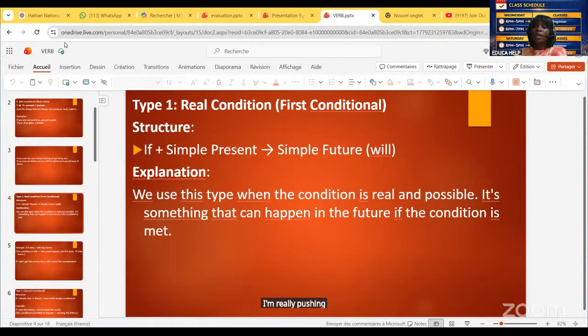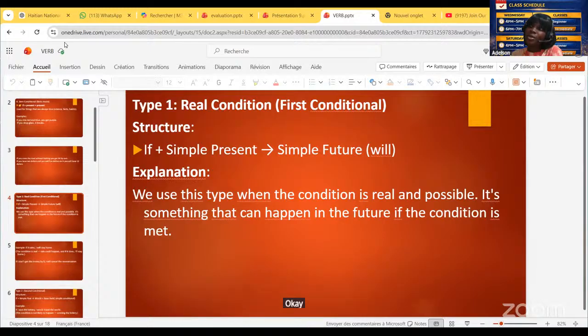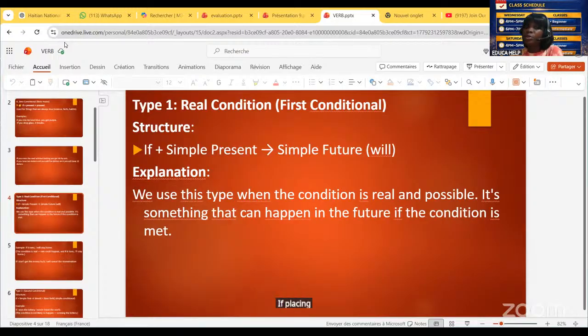Okay, now I wanted to tell you that, guys. If you say it like this, you're still not in the zero conditional. You're in the first conditional, okay? Because in the zero conditional, you keep every verb in the present, not in the future. But for the first conditional, if the first verb is in the present, the second one is going to be in the future. If plus simple present equals simple future.